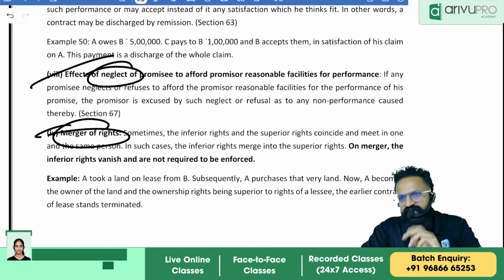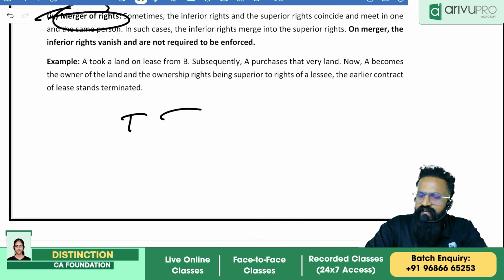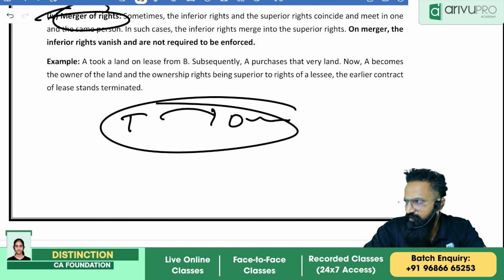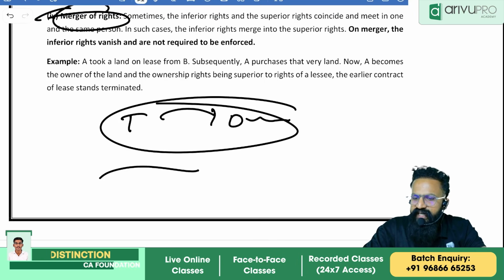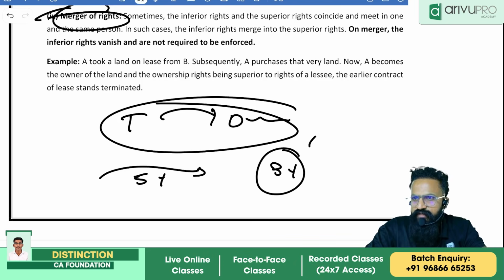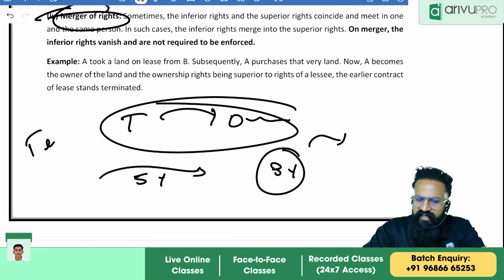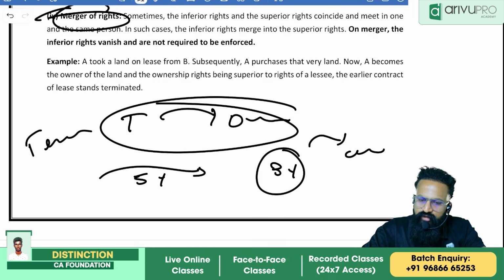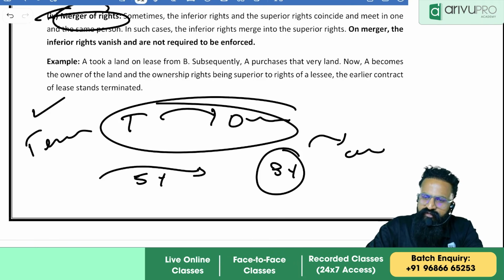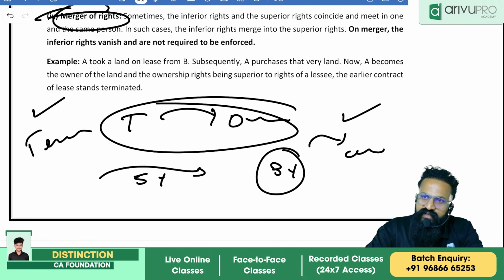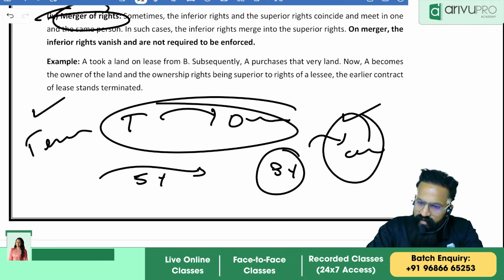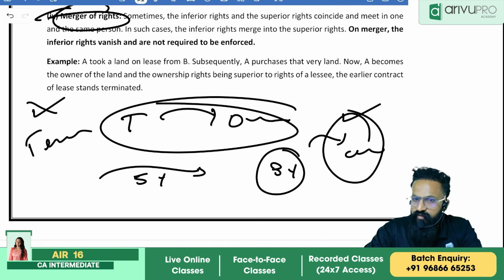What is merger of rights? When the tenant becomes the owner. I was a tenant; I've taken a property on lease for 5 years. In the third year, I buy the property also. So at the same point of time, I'm a tenant as well as an owner in the same tenure period. In that case, one contract has to prevail. Either I should be a tenant or I should be an owner. Whichever is superior will prevail. The owner will prevail. I'll be the owner and the lease need not be performed, so it comes to an end.